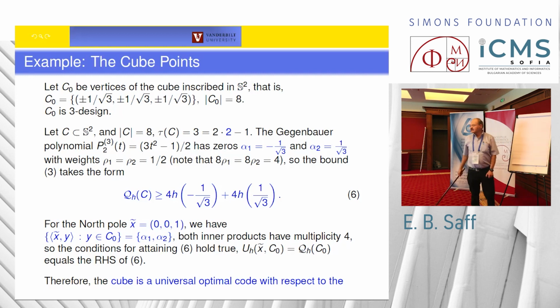All right. So that's simple enough. That gives me alpha 1 and alpha 2 plus and minus 1 over the square root of 3. The weights are equal at 1/2, 1/2.